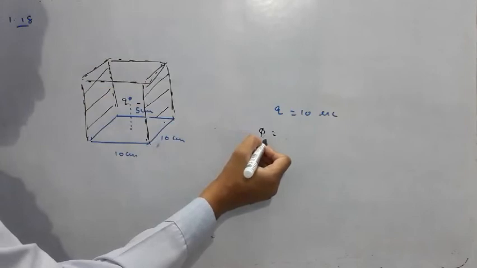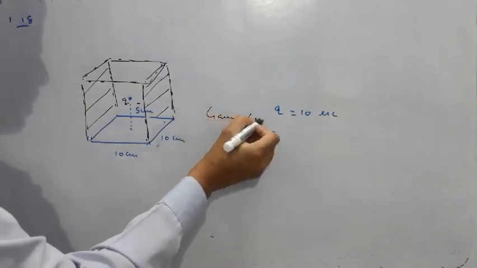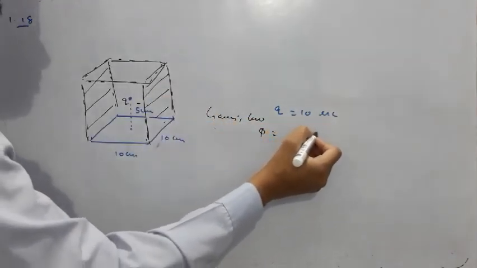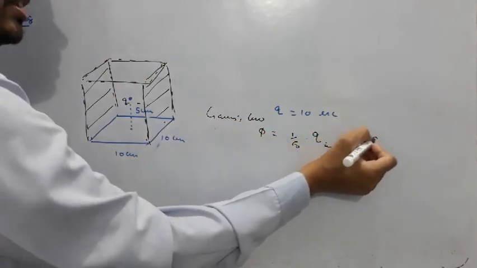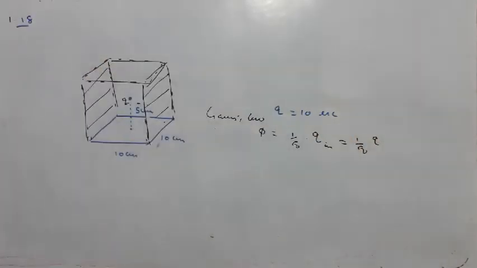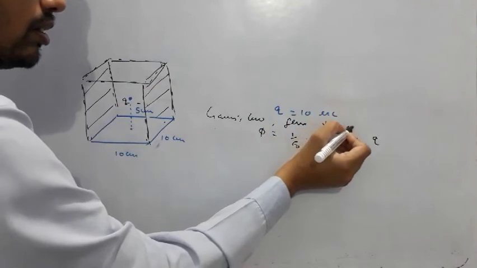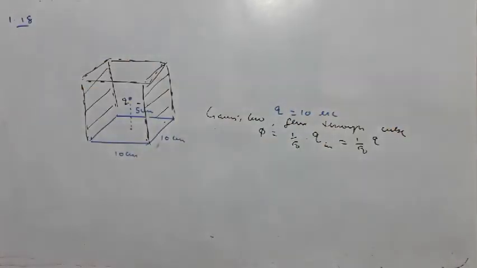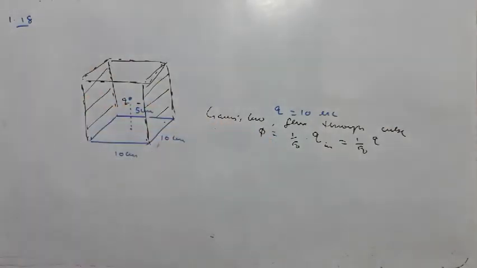Through a closed surface, the Gauss law says that the net flux through this closed surface should be how much? 1 by epsilon naught times Q in. But Q in is nothing but Q. Q value is 10 microcoulomb. This is the flux through the cube, entire cube, which is a closed surface. And inside that cube the charge was Q, so I have written this much.